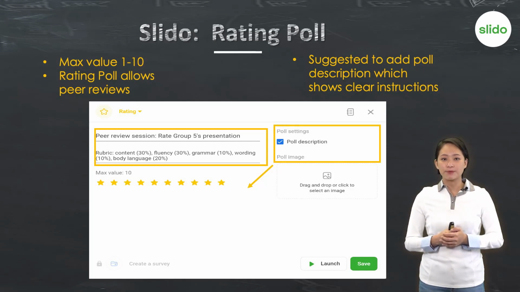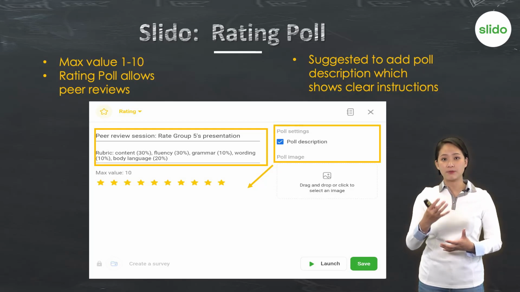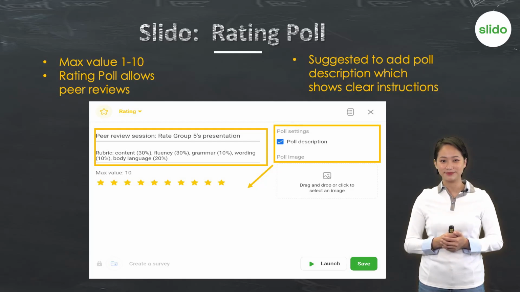Now, on the screen, what we suggested is that Slido can also be used for peer evaluations. But as a TA, you will then need to make sure that your poll description is quite clear for the student to follow when they're submitting their peer evaluations. That will make it a lot easier when you're calculating grades.